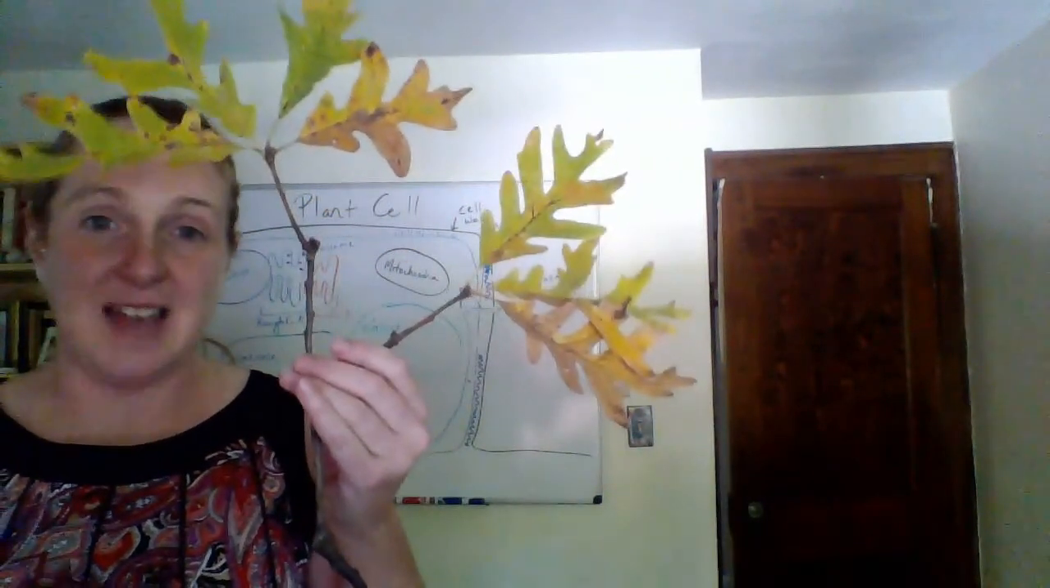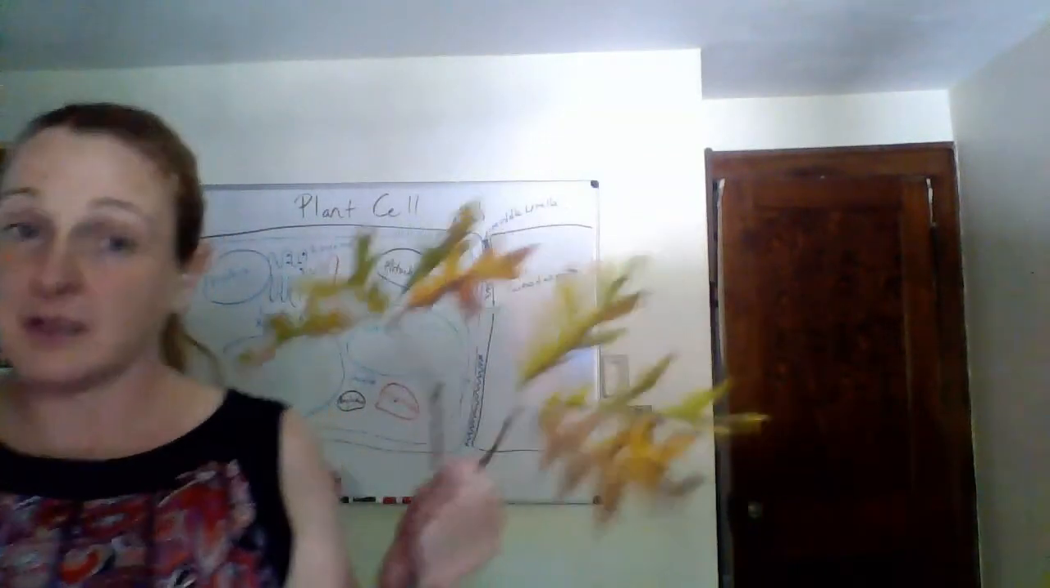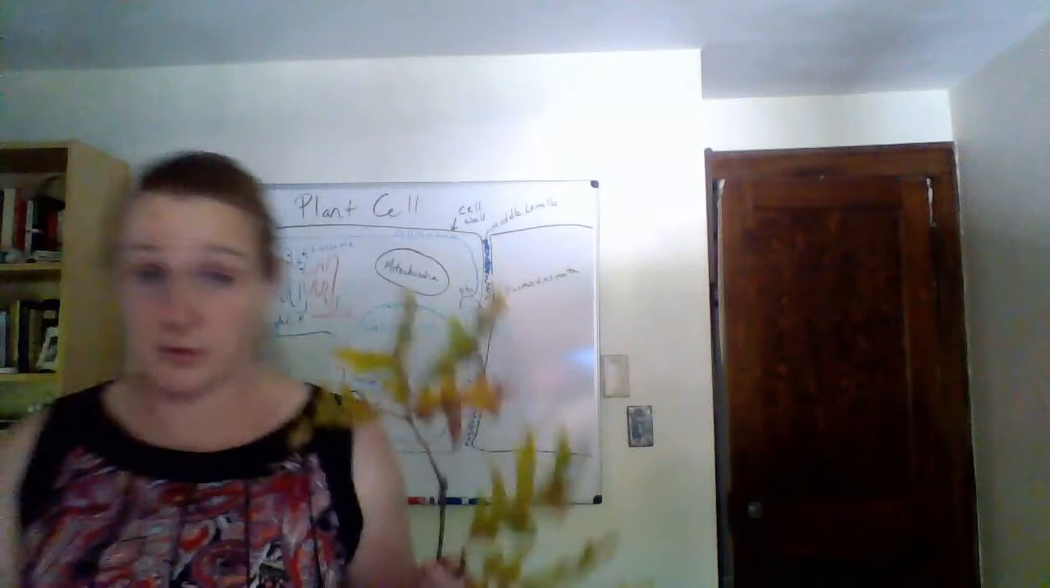Now what's happening in this plant is it's actually starting to take those chloroplast organelles and move them out of the leaf, move them down through the stem, eventually move them out into the trunk, and then store those chloroplasts in the trunk or even down in the roots.